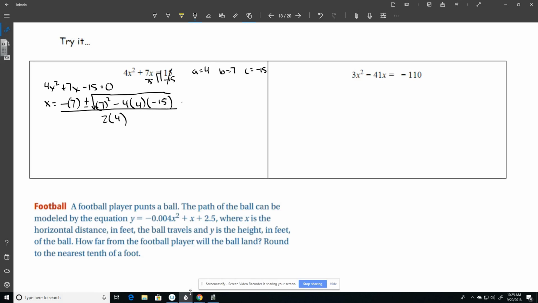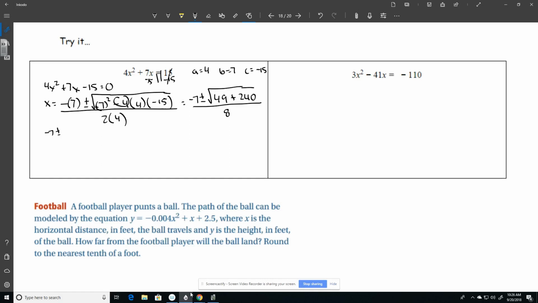So let's do a little bit of simplifying. Negative 7 is just negative 7, plus or minus the square root. 7 squared is 49. Negative 4 times 4 is negative 16. Negative 16 times negative 15 is a positive 240. And all of that is divided by 2 times 4, which is 8. So simplify a little bit more.